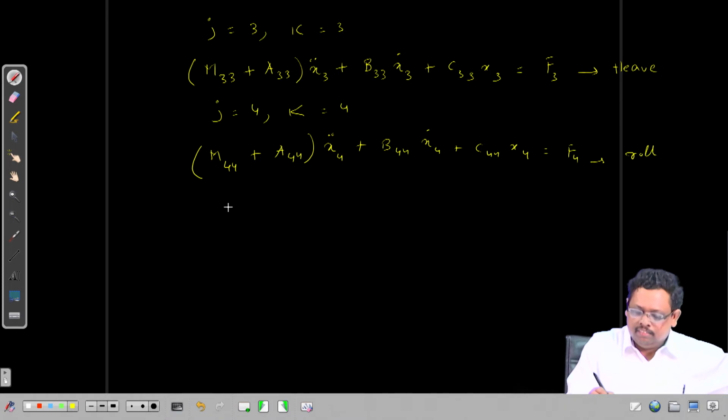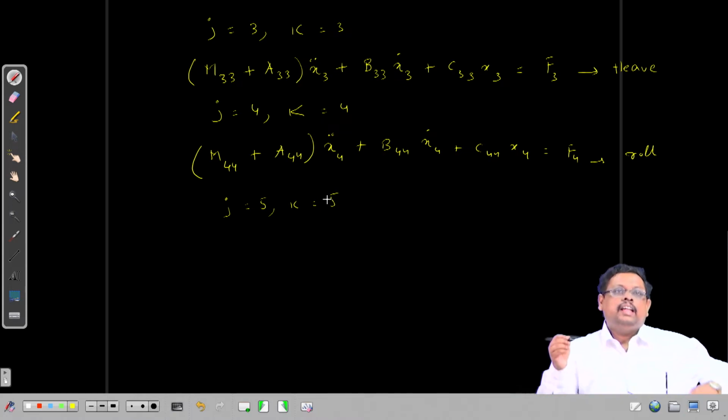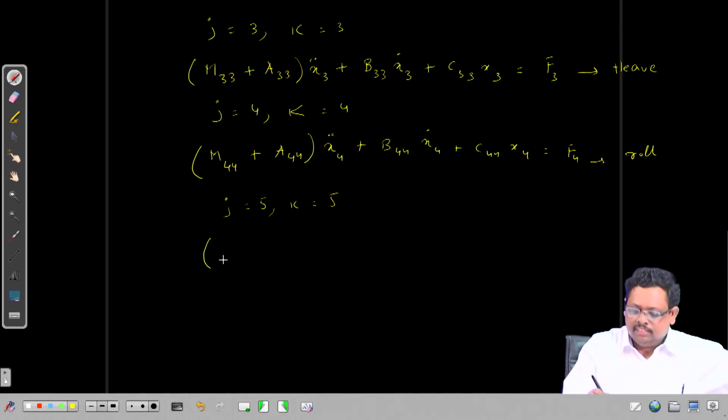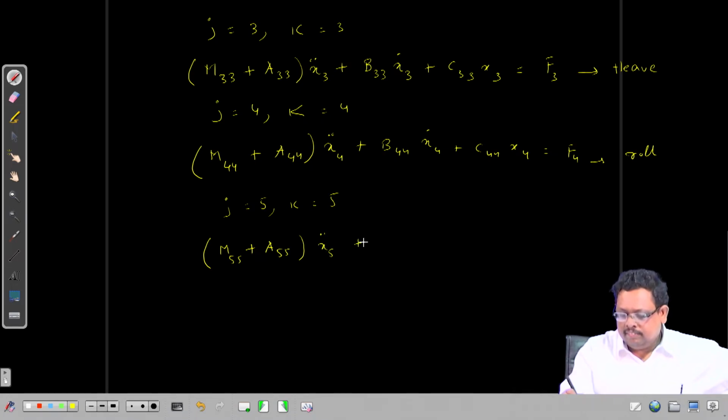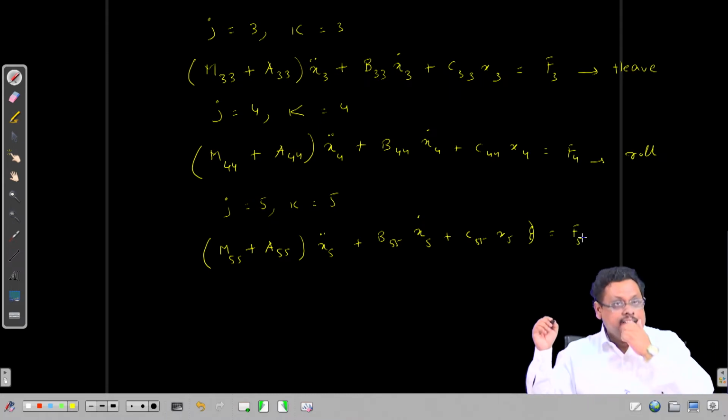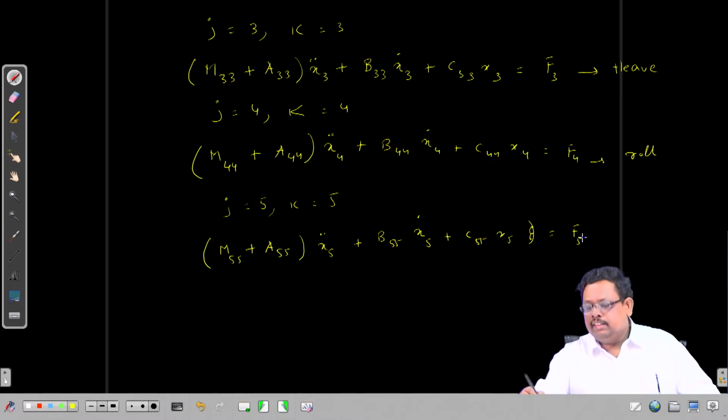And then if you put J equal to 5 and K equal to 5. Now, why am I saying this 3, 4 and 5? Because these three are most important in seakeeping. So then we have M55 plus A55 into X double dot 5 plus B55 into X dot 5 plus C55 into X5 equal to F5, right. And this is of course for the pitch.